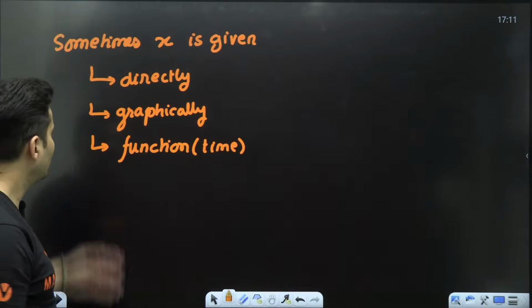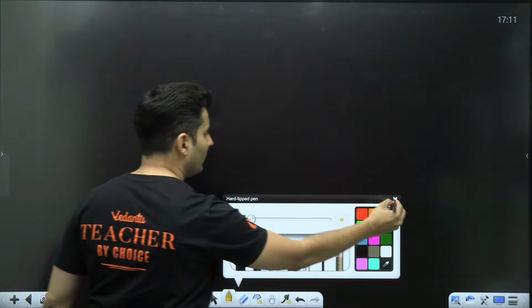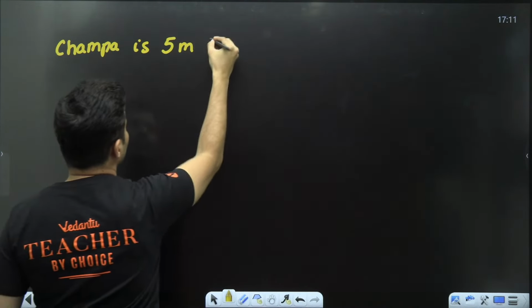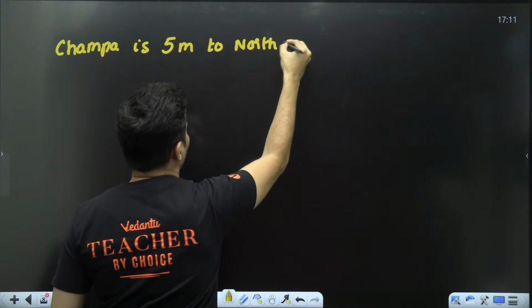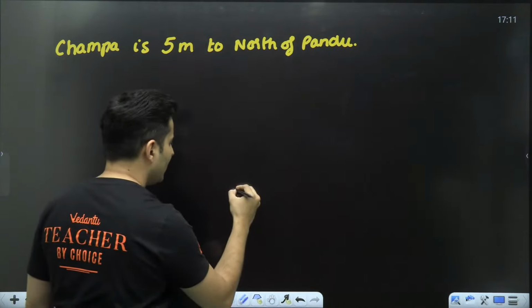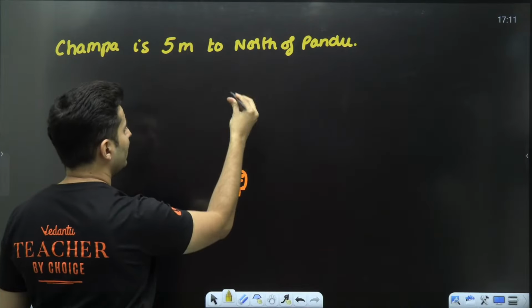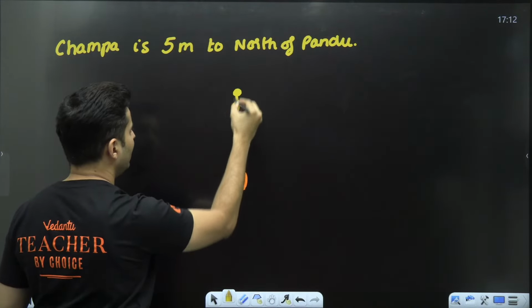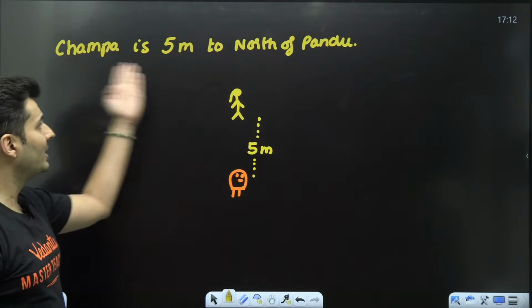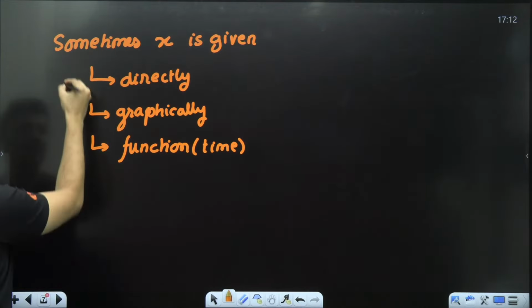What do I mean by directly given, given graphically, or given as a function of time? Imagine I tell you Champa is 5 meters to the north of Pandu. That is directly given. If our cute little Pandu is over here, where is Champa? North is somewhere on the top, so Champa is over here, and this distance is 5 meters. This is what it means when it is directly given. This is your first scenario.